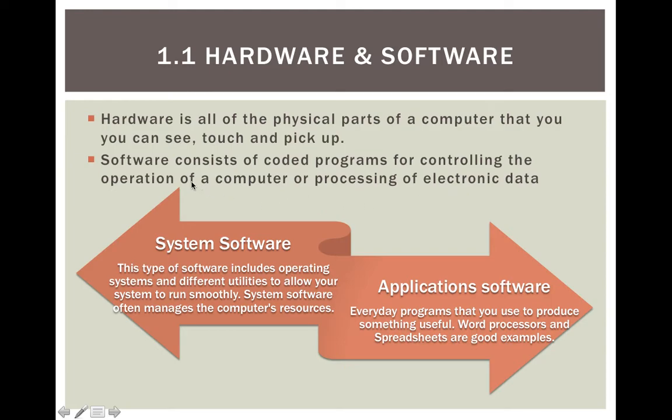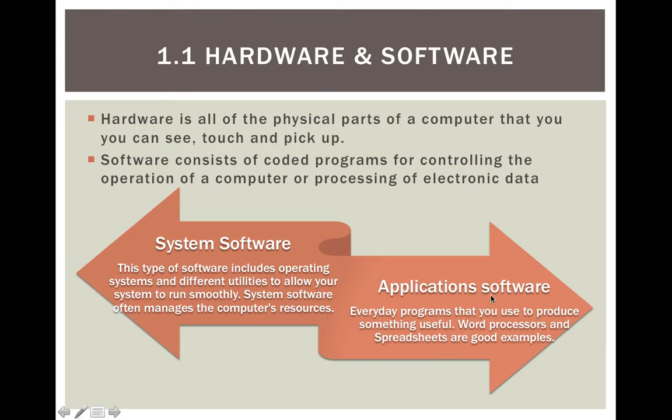Now, it's also important to be aware that software is split into 2 elements. You have system software and you have application software. So system software is the types of software that include operating systems or the utilities that allow your system to run smoothly. This could be things like antivirus or disk cleaners or the OS itself, the operating system itself. These system softwares often manage the computer's resources. They tell the computer how to operate, how to work. Okay, they're running in the background. You very rarely see these, the system software.